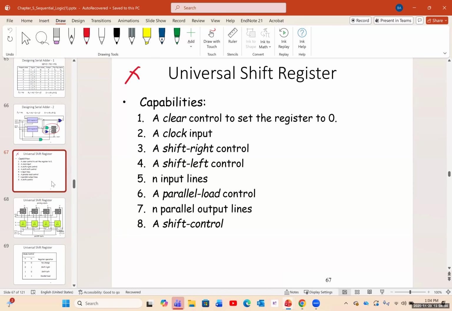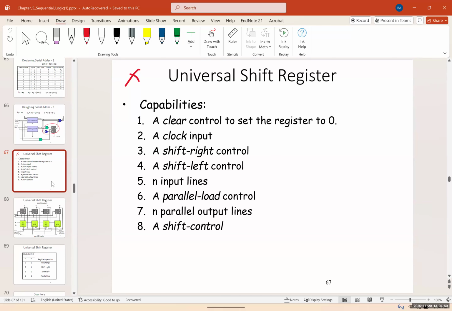Now, in the previous class, we learned about one type of registers. Today we're going to learn universal shift registers. So what is a universal shift register? A universal shift register is a register that could shift both to the left and the right, and it could also store data as well.